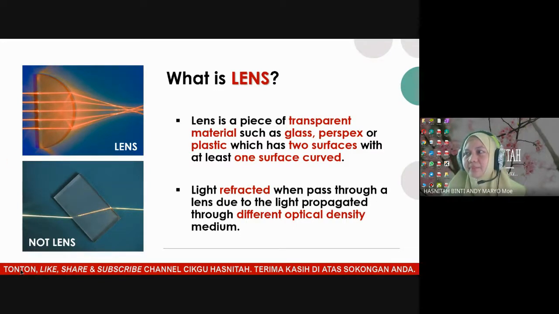You learned already about refraction. Refraction is the bending of light when light passes through a medium of different optical density. Why does the light bend? Because the velocity or the speed changes when passing through two media of different optical density. So in lenses, we apply refraction of light.